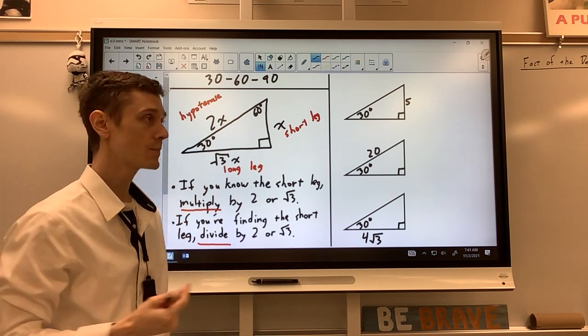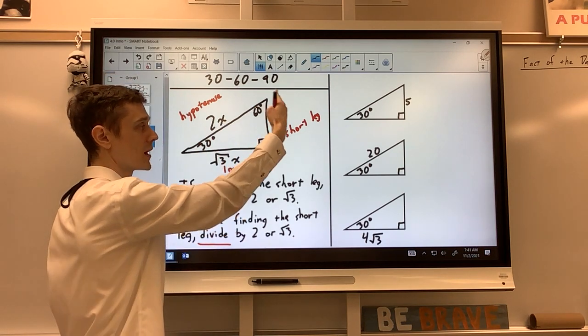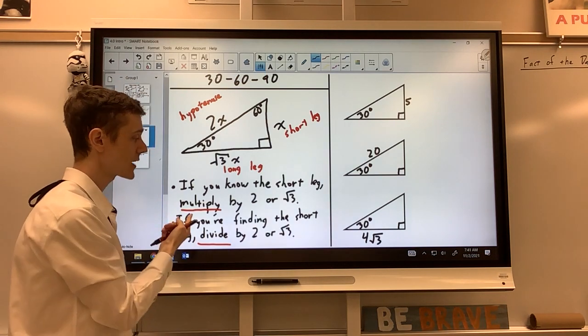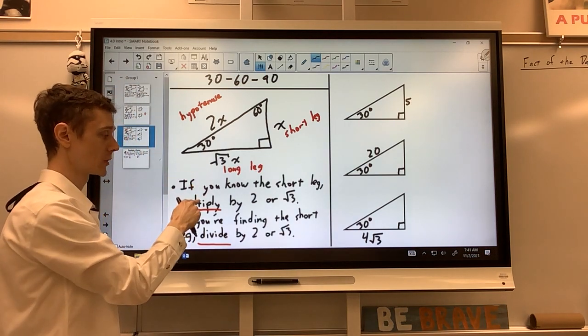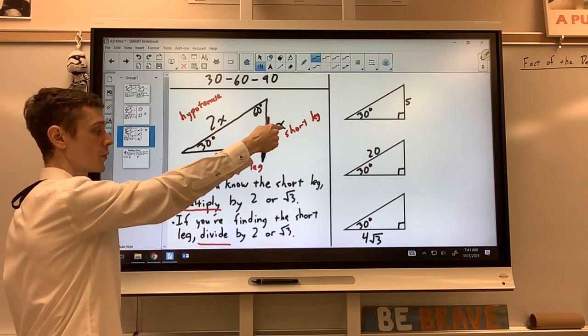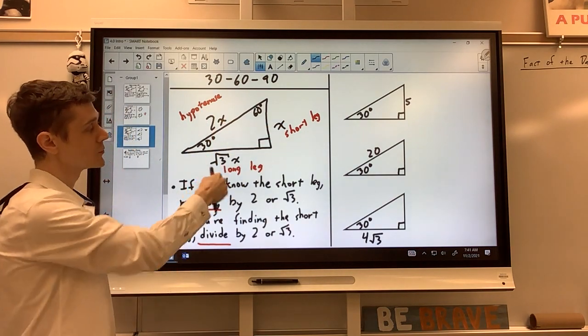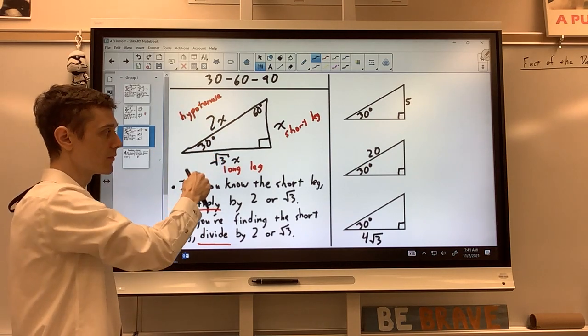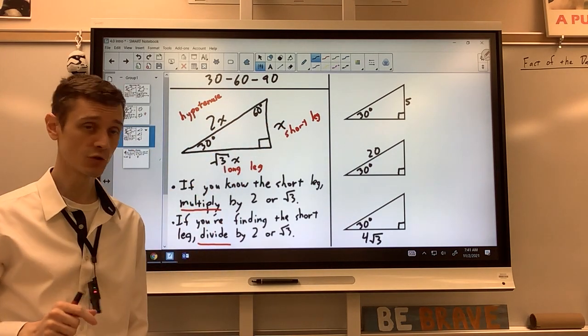Just like with the last shape, if we're going backwards from the leg or the hypotenuse to the short leg, then we're going to be dividing by those numbers instead. So that's what I have written out here. If you know the short leg, then you're multiplying by 2 or multiplying by square root of 3. If you know these other sides instead, you're going to be dividing by the 2 or dividing by the square root of 3 to get your short leg.